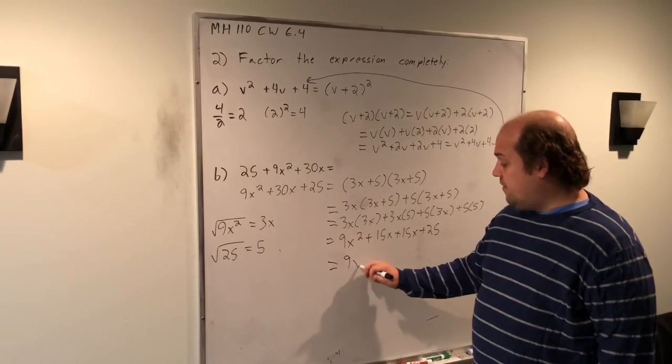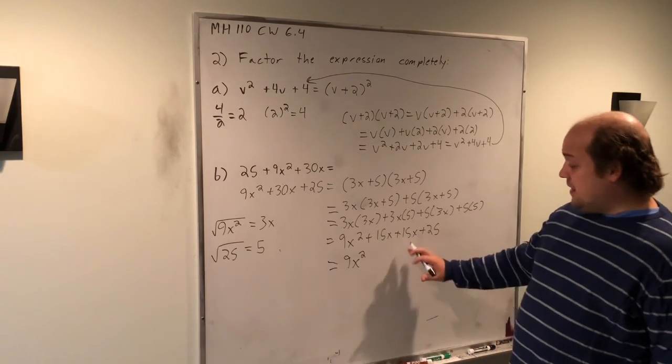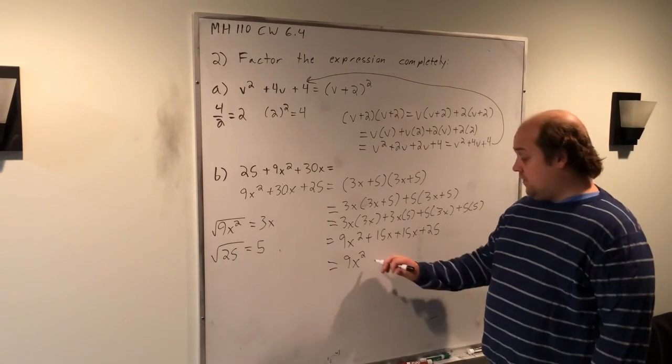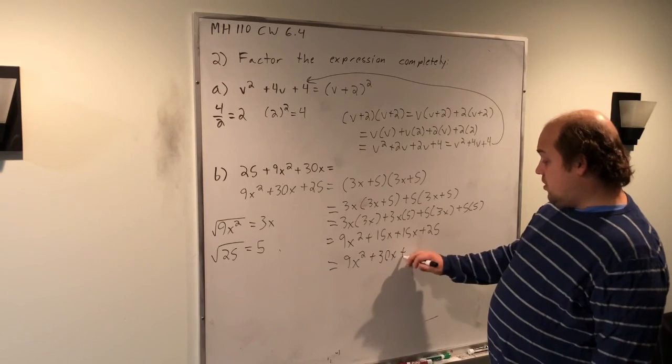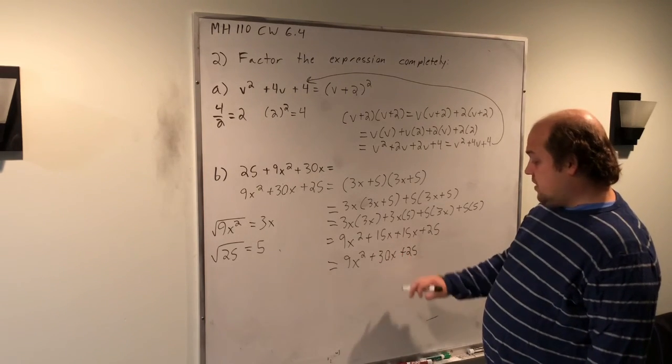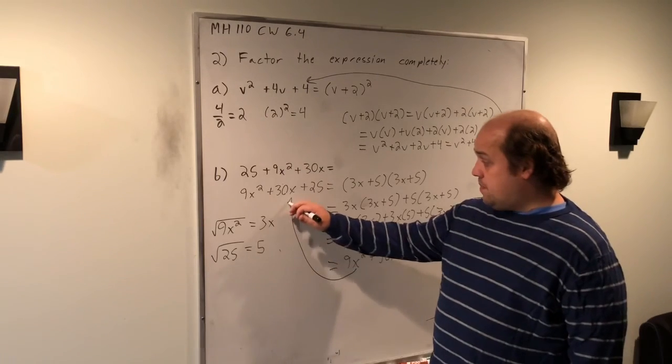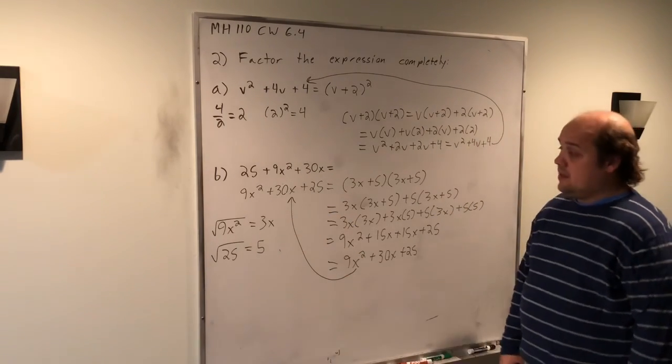Final step, leave the x squared term the same. Combine the like terms, the 15x and the 15x. That gives me 30x. And then include the plus 25 at the end. Again, we can get back to where we began.